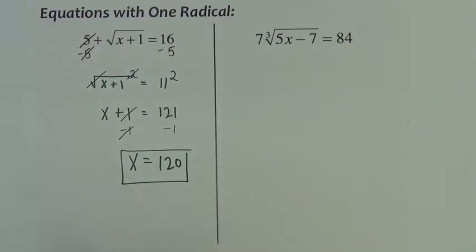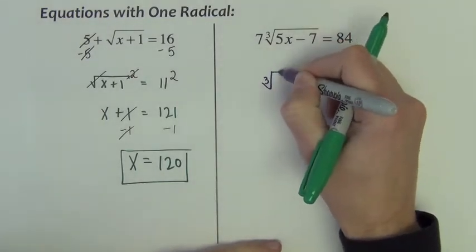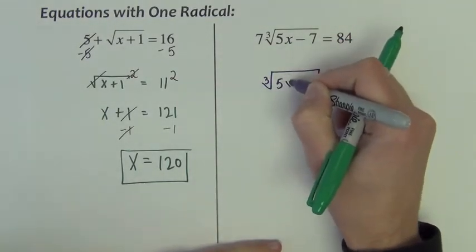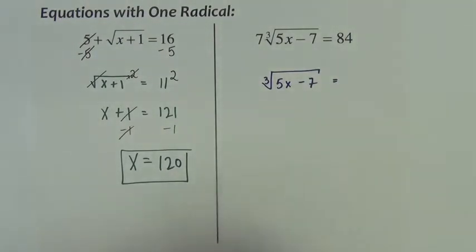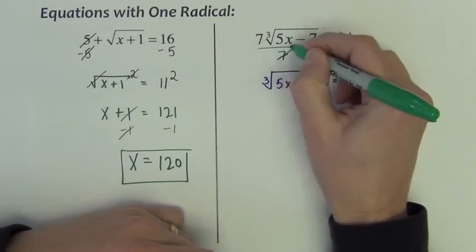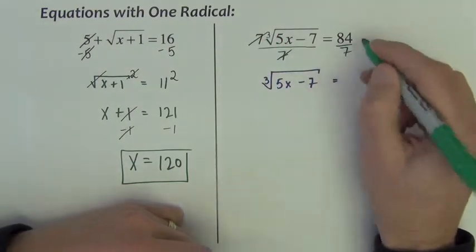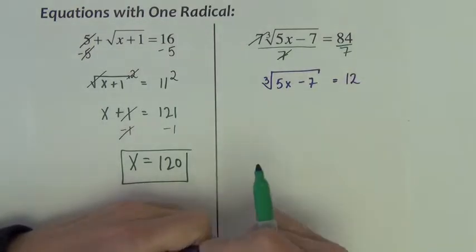On the other problem we do the same thing. We begin by getting the radical all by itself. We want the cube root of 5x minus 7 equals. So we get rid of that 7, and the question is, how do we get rid of the 7? Well, we divide by it. 84 divided by 7 is 12.